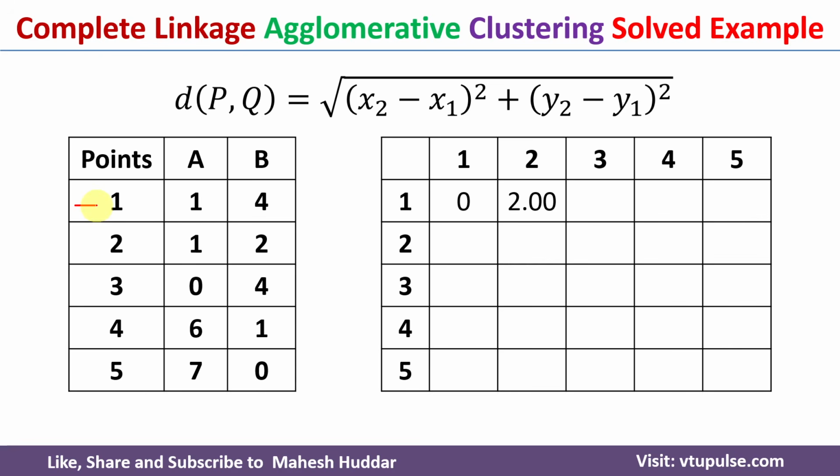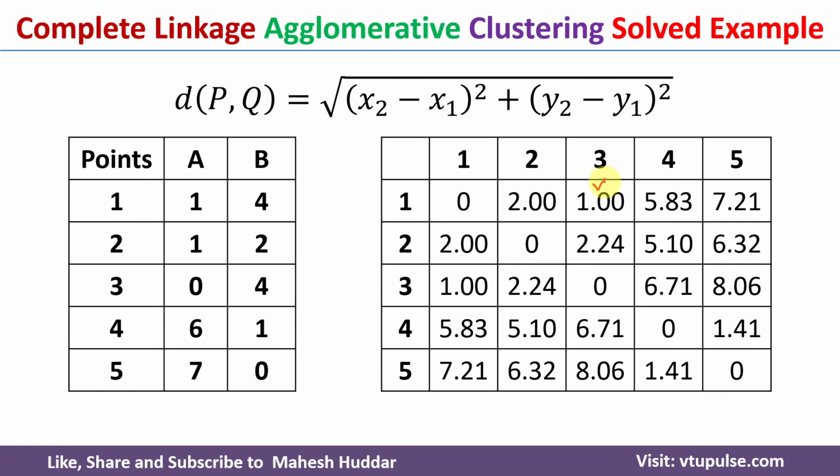Next I will consider the data points 1 and 3. Here x1 is 1, x2 is 0, y1 is 4, y2 is 4. So the distance is square root of (0 minus 1) square plus (4 minus 4) square, which is equal to 1. Similarly, we need to find the distance between all the pairs.